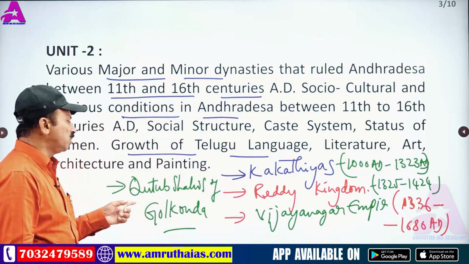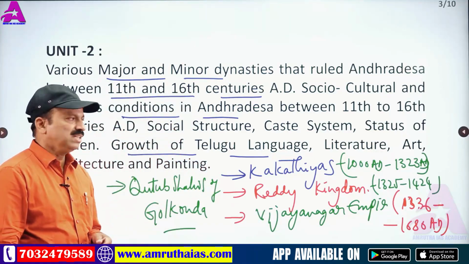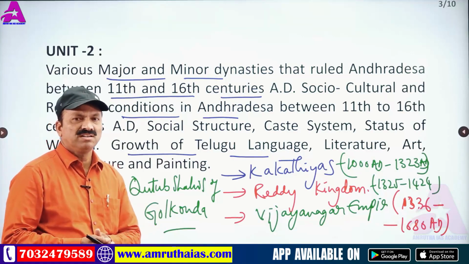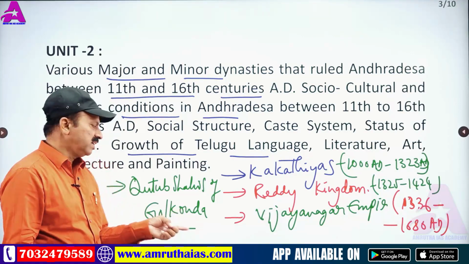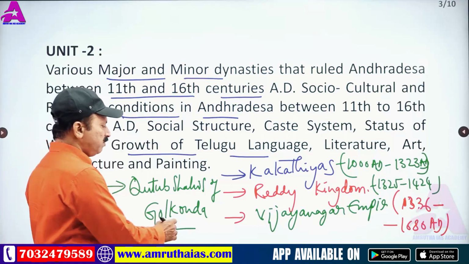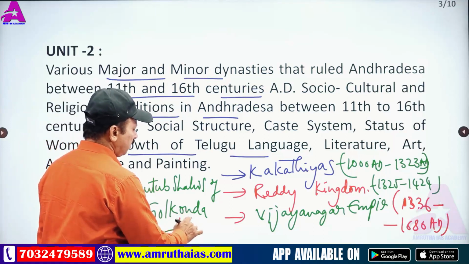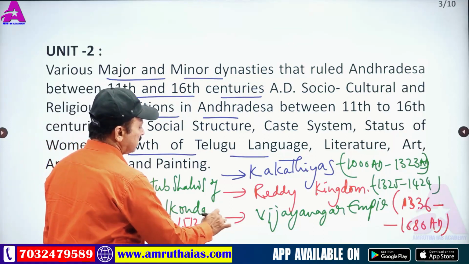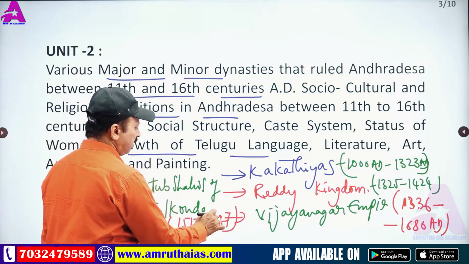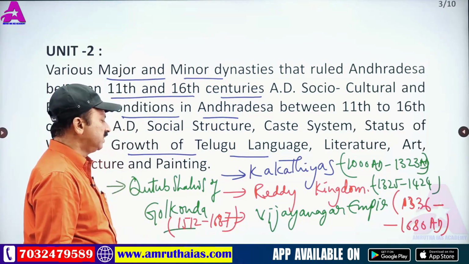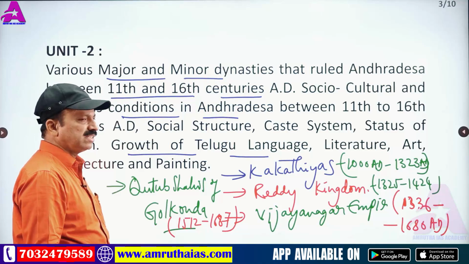Then the Qutub Shahis of Golconda, you know well. The Qutub Shahis administered Golconda. They came to power in the year 1512 and continued till 1687. That is the period of these Golconda Sultans, ending in the year 1687.